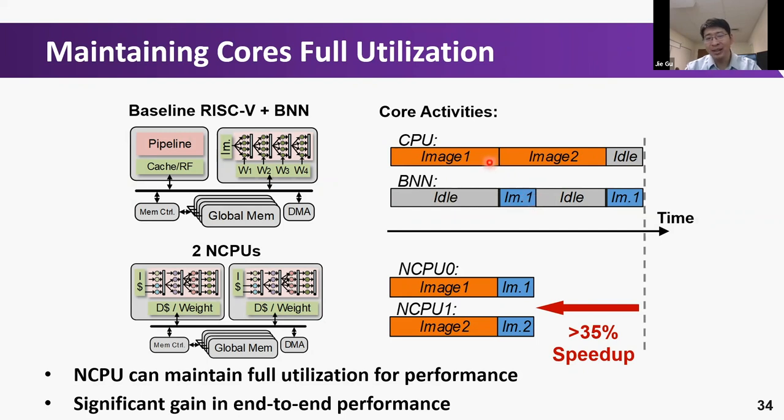Because of the imbalance of the job between the CPU and the accelerator, we see the BN accelerator stay idle, and that's where the problem is. So in the end-to-end performance, you suffer. In our case, we can basically configure the two cores into the CPU mode and finish the CPU operation, and then switch both into the BN mode and finish the job. And then we can get quite a significant speedup using our system.